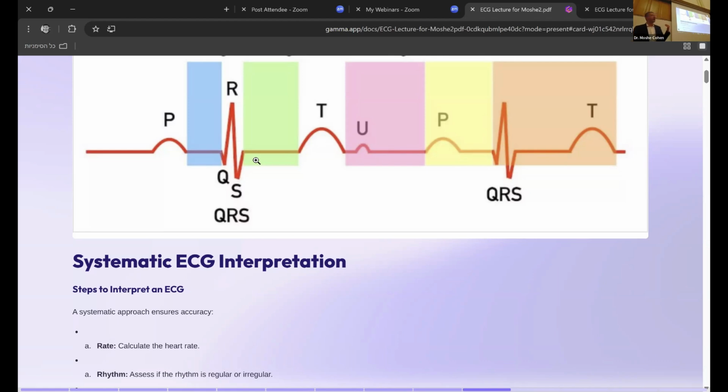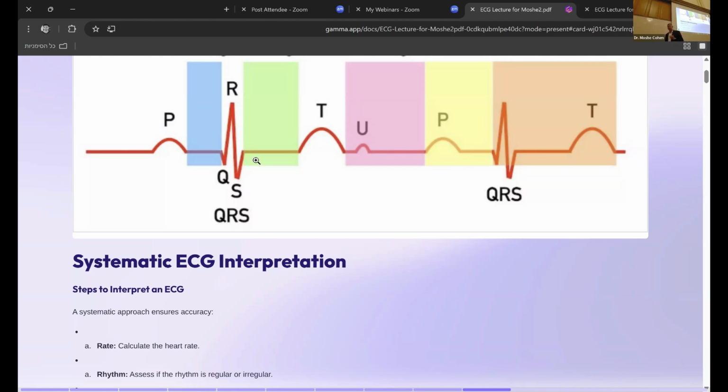So ST elevation MI is a medical emergency. It has to be treated very quickly. Do you know how we treat ST elevation MI? We go to the cath lab, the catheterization lab. We go from the radial artery all the way to the heart, and if possible, of course, we open the obstructed artery. So ST elevation MI is one of the most prominent cardiac emergencies, and has to be treated very carefully, very quickly.